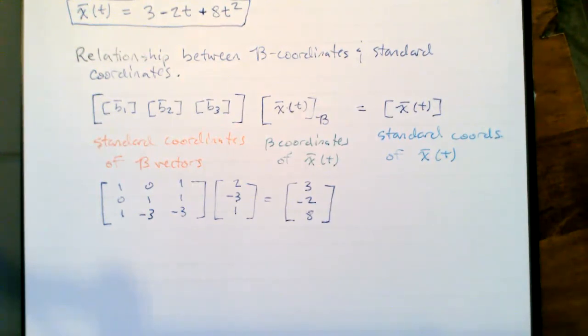So for those of you who've gone further in chapter 4, all that we need to do now is look at two different bases for a vector space, say a B basis and a C basis, and replace standard coordinates with C coordinates. So if we have the C coordinates of the B vectors multiplied by the B coordinates of a vector, that will give you the C coordinates of the vector. So we just replace standard coordinates with C coordinates, and that will allow us to change from one basis to another basis.